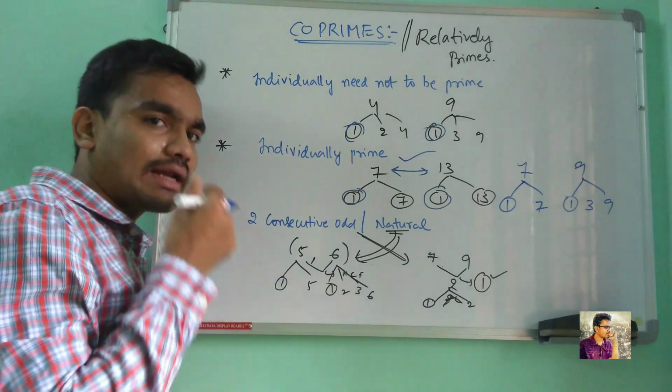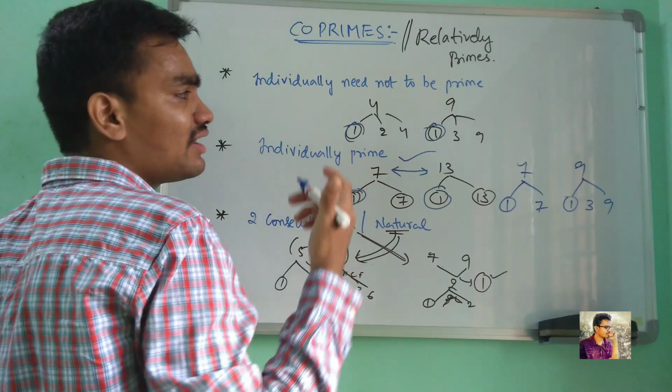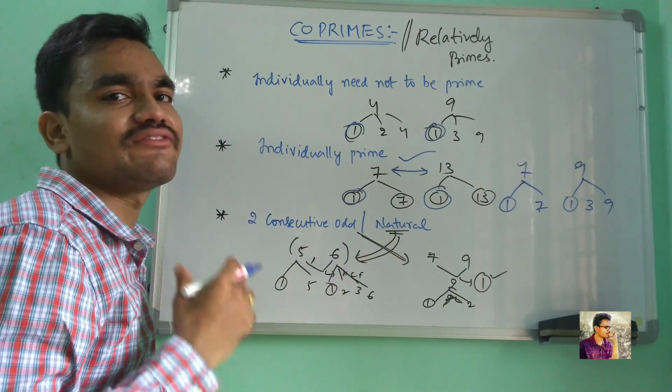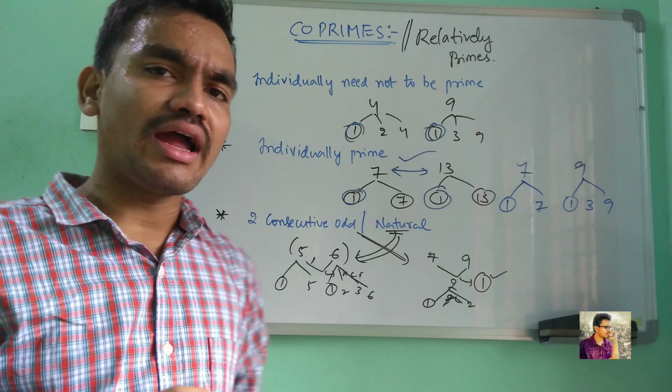So with this you can derive a conclusion that if you know that the given numbers are coprimes, then simply you can say that the HCF is 1. So that's all for this video, and see you in the next one.